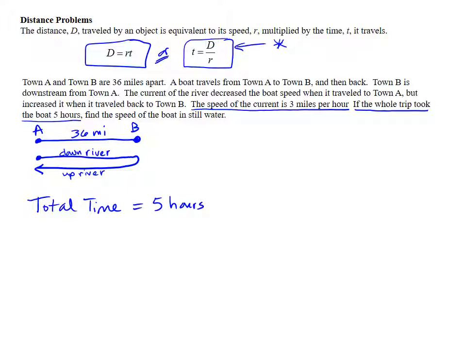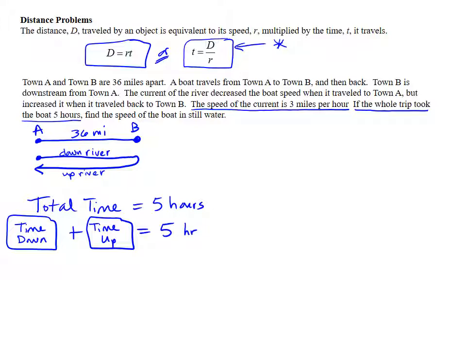When we think about this trip, there are 2 parts to that trip. There's the time going to B, or downriver, and then there's the time going upriver back to Town A. And so those 2 times are going to be equal to 5 hours. So when we think about this formula, notice I said we were going to be using the distance formula solved for t, because the idea here is that if we can figure out the distance over the rate to go downriver plus the distance over the rate to go upriver, that should be equal to that 5 hours. So let's see if we can put all the information in.